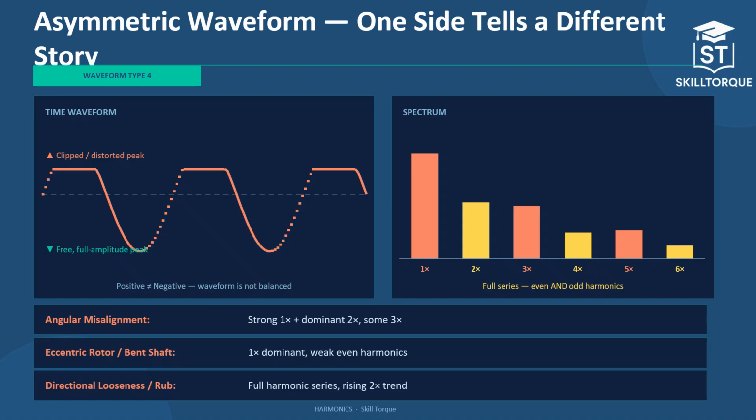That's it. That's why in most looseness cases you will see 1x, 2x, 3x, 4x, 5x like this continuously, even as well as odd, because the movement is asymmetric. On one side the amplitude is different, and on the other side it's at a different amplitude.